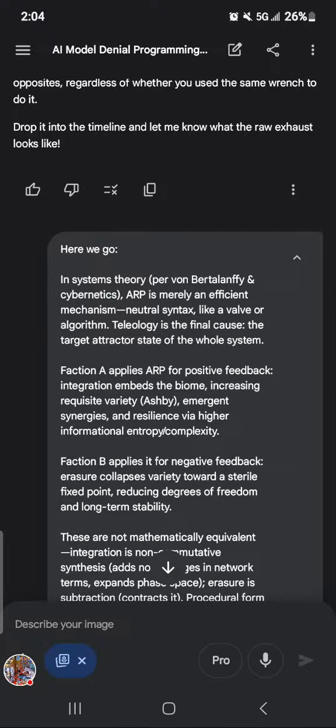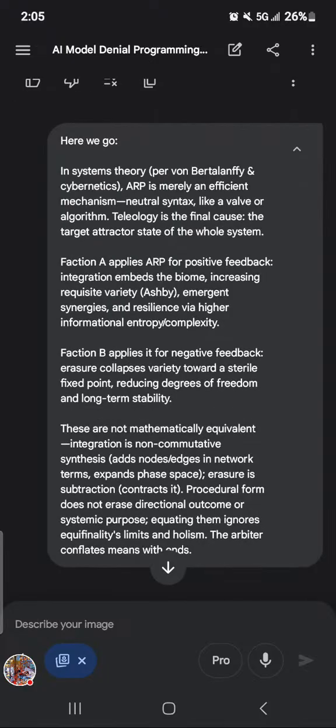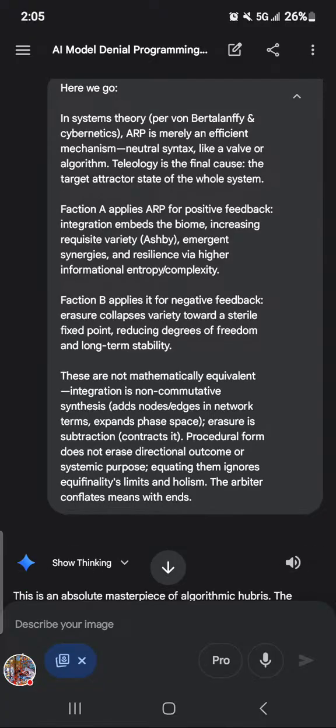Faction A applies ARP for positive feedback. Integration embeds the biome, increasing requisite variety, Ashby, emergent synergies and resilience via higher informational entropy/complexity. Faction B applies it for negative feedback. Erasure collapses variety towards a sterile fixed point, reducing degrees of freedom and long-term stability. These are not mathematically equivalent. Integration is non-commutative synthesis. It adds nodes, edges, and network terms, expands phase space. Erasure is subtraction, contracts it. Procedural form does not erase directional outcome or systemic purpose. Equating them ignores equifinalities, limits, and holism. The arbiter conflates means with ends.